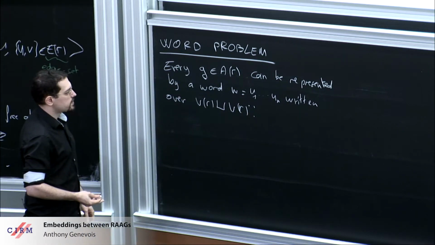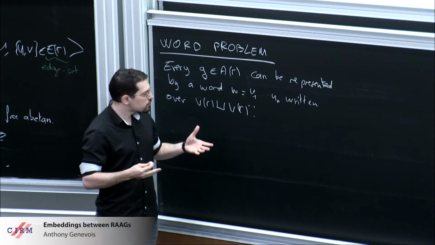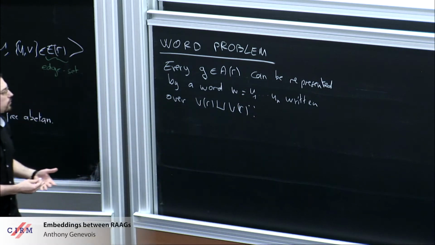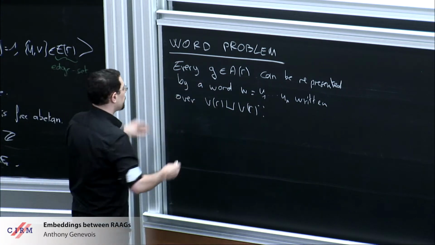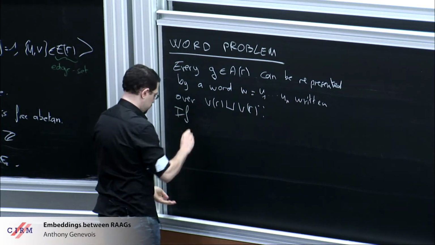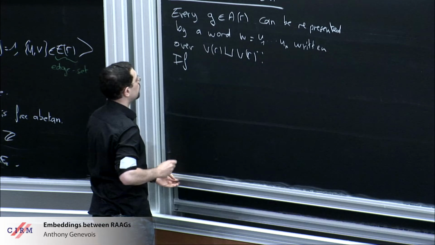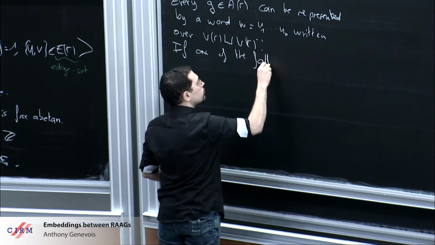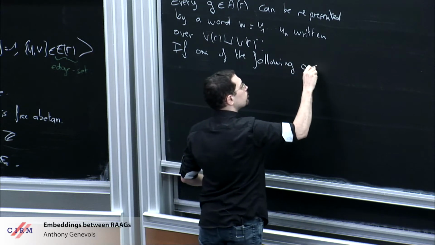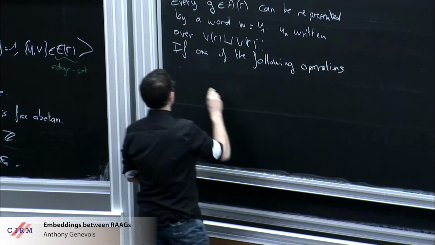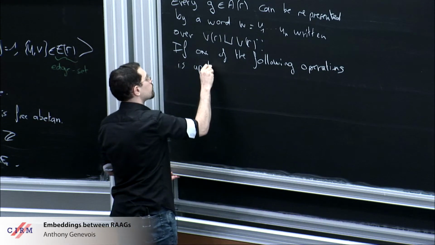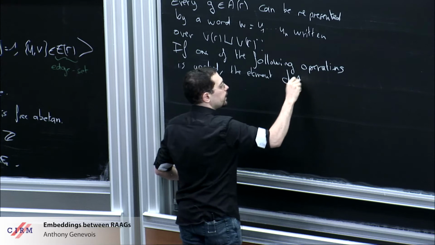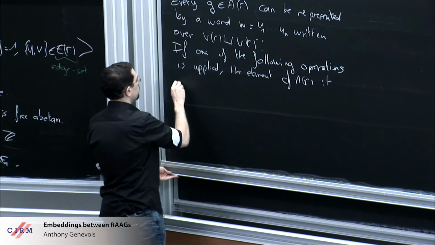And the first observation is that there are a couple of simple elementary transformations we can apply to this word, and that will not modify the element of the group. So if one of the following operations is applied, the element of A gamma it represents is not modified.